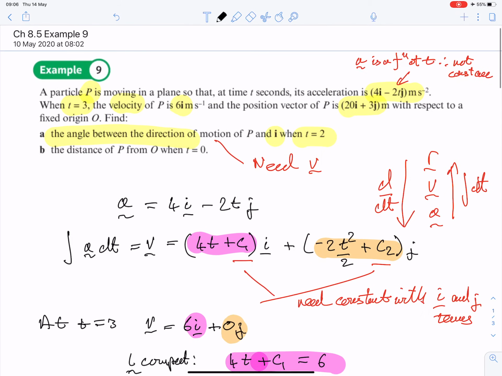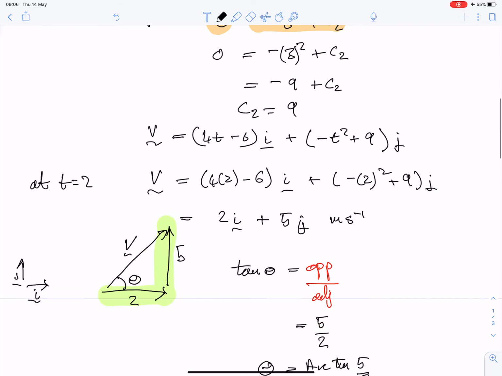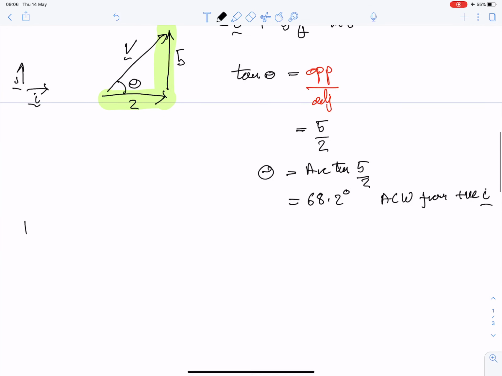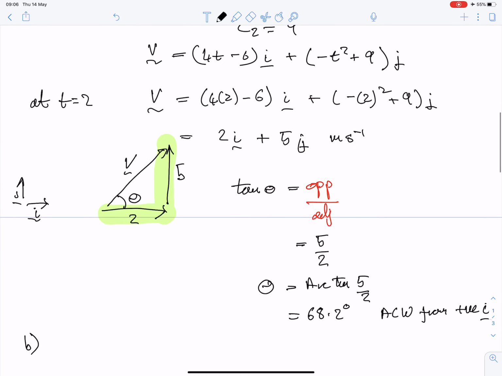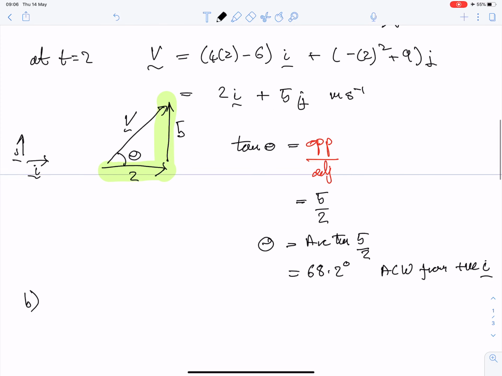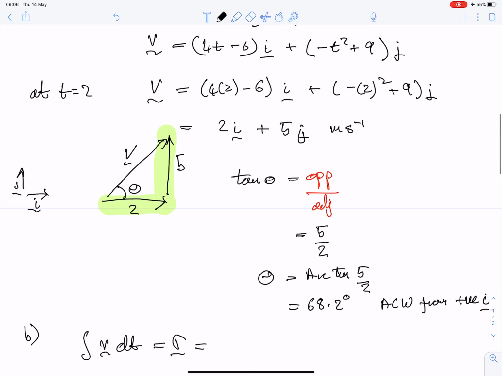Okay, let's go back. We've got a second part to this, B, the distance of P from O when t equals 0. So we've got to now get to the distance. Well, we know the distance requires us to know the position, so we've got to integrate the velocity to get to the position. We've already highlighted that at the top of the page. So that's going to equal r, and 4t minus 6. So write down the constant, add 1 to the power, divide by the new power.